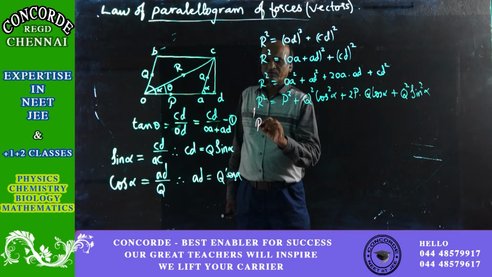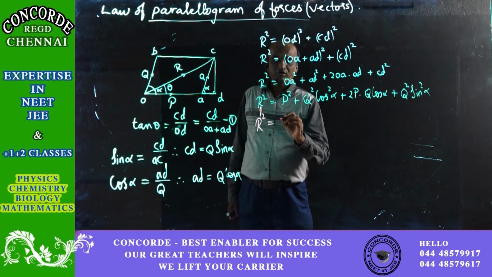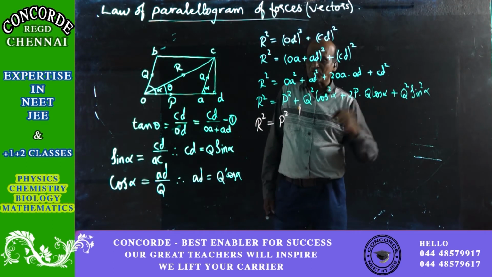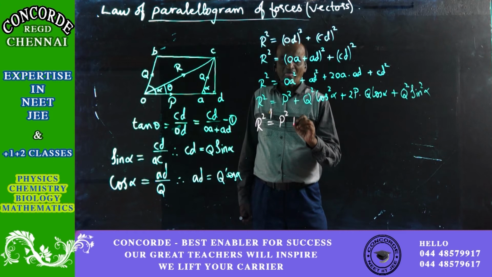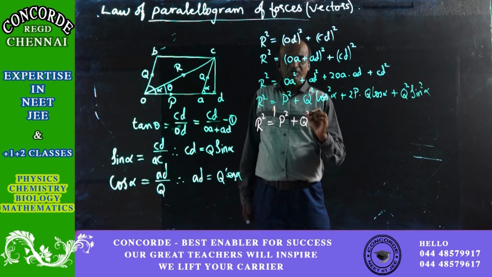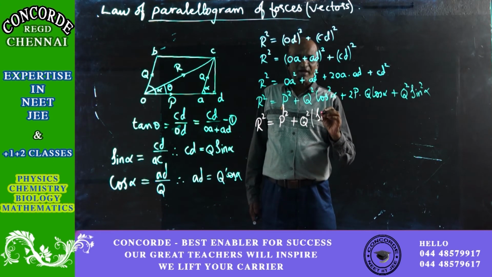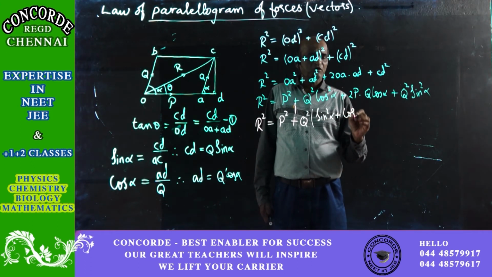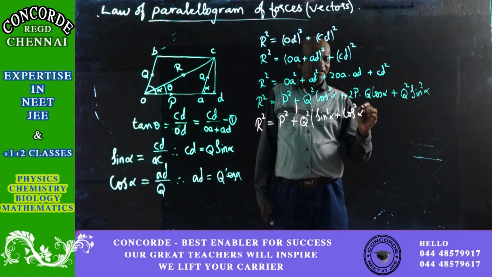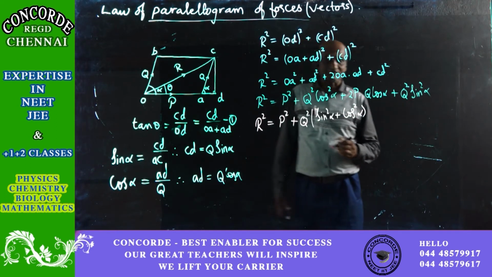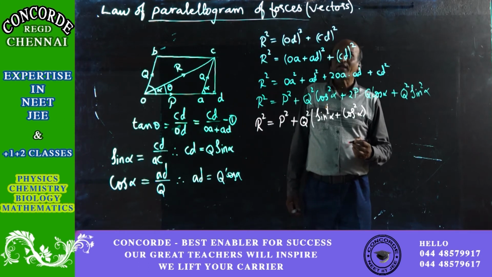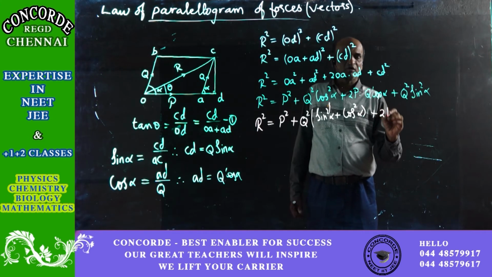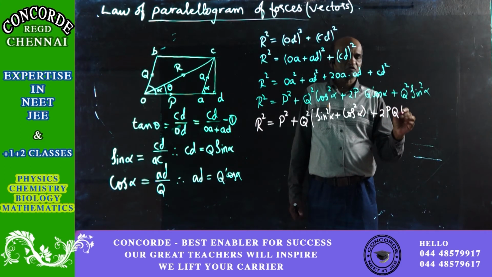R square is equal to P square. We have got Q square cos square alpha in one place and Q square sin square alpha in the other place. So taking Q square out, within the brackets we will get sin square alpha plus cos square alpha, which is just equal to 1, as we know all that from trigonometry. Then afterwards we have now got 2 into P into Q cos alpha, 2PQ cos alpha.